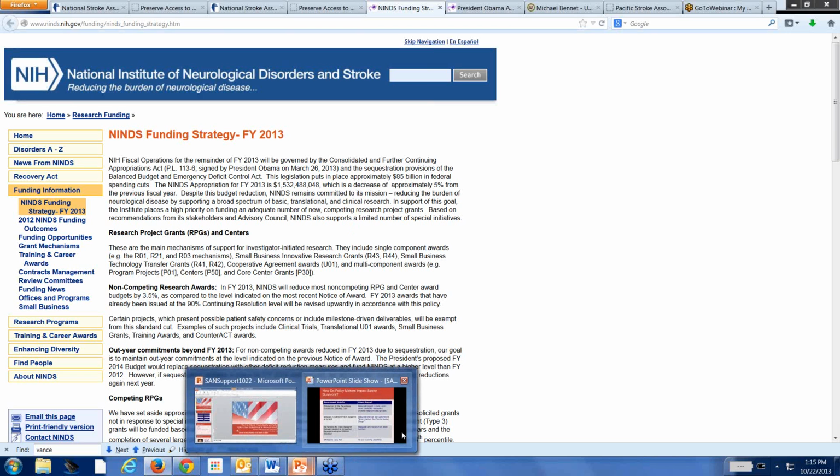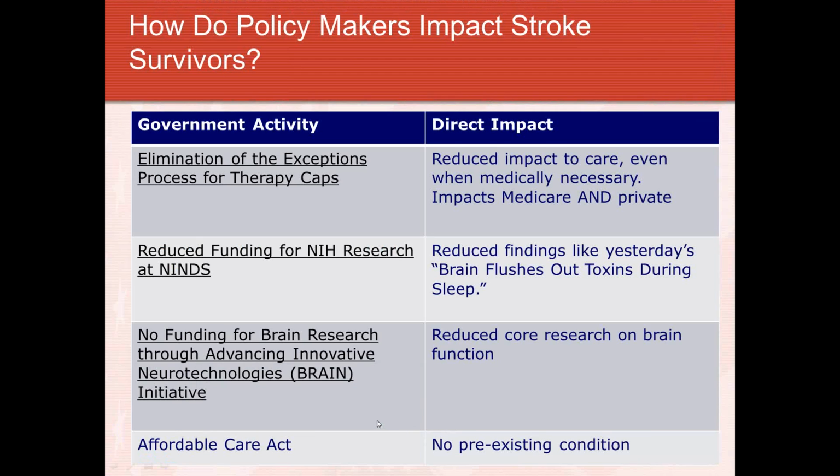So those are two ways that policymakers impact stroke survivors. And another way is you've probably heard of the BRAIN initiative. And if you haven't, you can learn a little bit more about it on the stroke site. This is something that's been proposed by the administration to increase core research on brain function. And this is something that your Executive Director of the National Stroke Association, Jim Baranski, was actually at an event at the White House regarding this. So this is really critical to stroke survivors.